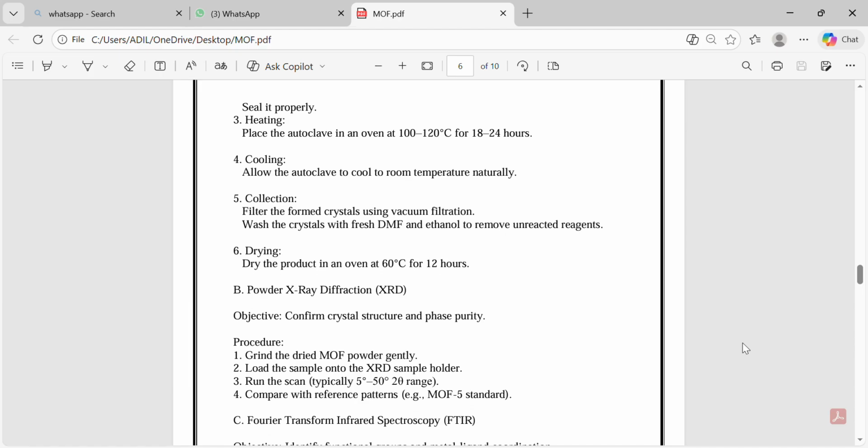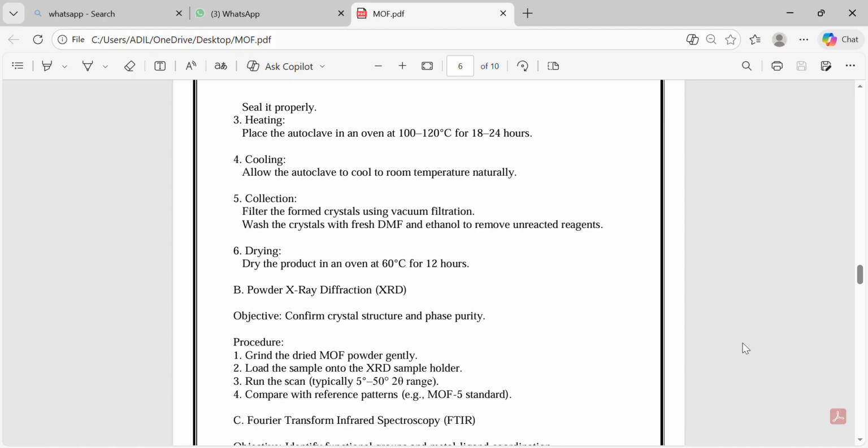The third process is the heating process. Put the autoclave in an oven at 100 to 120 degrees Celsius for 18 to 24 hours. After heating, we follow cooling. Let the autoclave cool down at room temperature. Now we collect or filter the liquid to get the solid crystals.